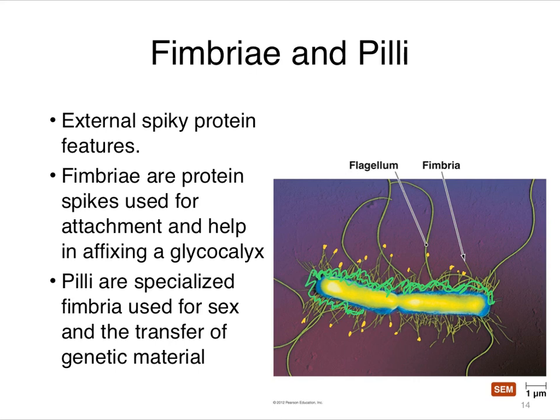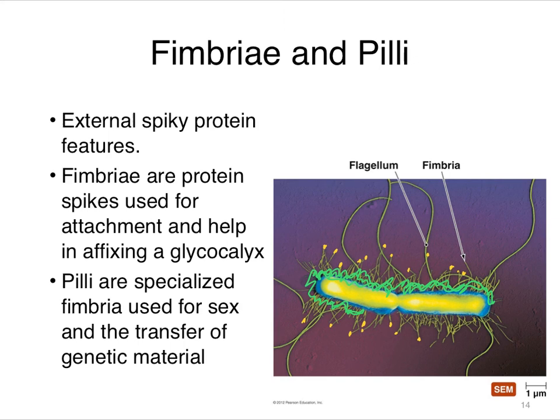So fimbriae are another type of virulence factor. The little grabby arms can help them attach and colonize your body so that they can build up a local advantage by reproducing and staying in the same area. As well as that, they aid the glycocalyx, and the glycocalyx is of course also a virulence factor.